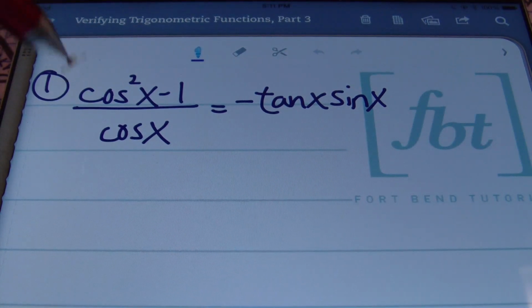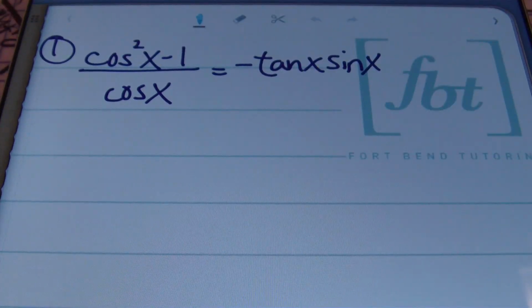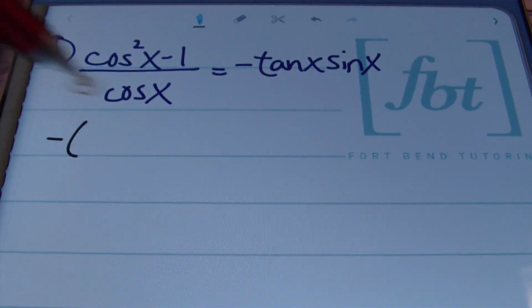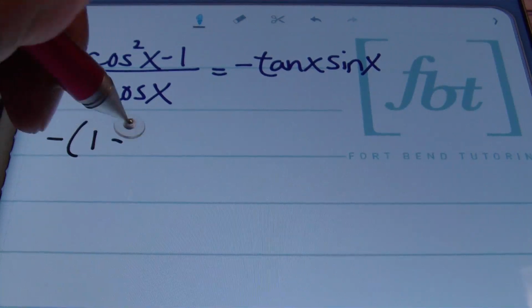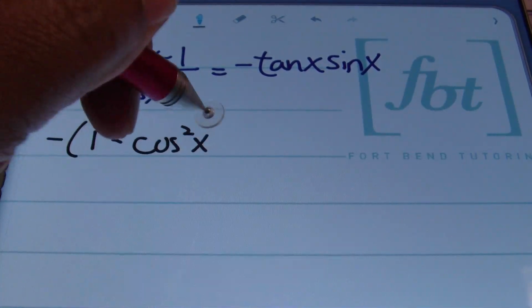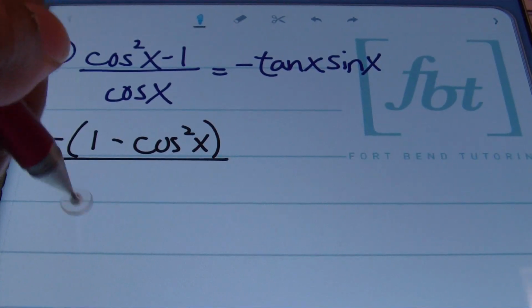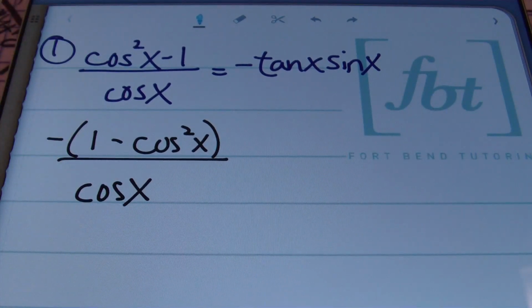What I notice in the numerator here is a reference to a Pythagorean identity. So I'm going to start by factoring out a negative in the numerator. It's going to look like this: I'll have a negative, parentheses, 1 minus cosine squared x in the numerator, all over cosine x. That's what I have thus far.